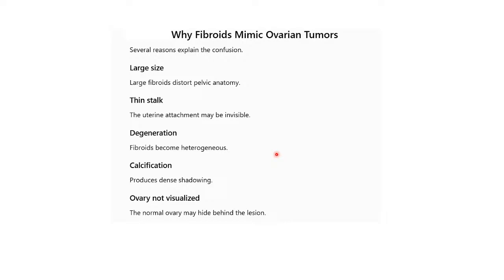Degeneration also can be another causative factor. Fibroids become heterogeneous. Calcification produces dense shadows and then causes confusion. Ovary not visualized: the normal ovary may hide behind the lesion. So you can have a superimposition where the ovary itself is masked by the pedunculated fibroid. Then you can miss it easily.